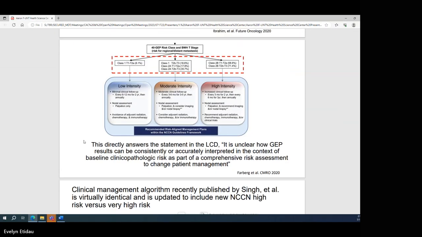So this consistency from these clinical impact studies and expert panels really demonstrates that the 40 GEP results are interpreted in the context of known risk factors. And these next few slides really point to specific publications where that can be shown definitively here. You've got the figure that I'd mentioned before from my paper, which really directly answers the Palmetto Medical Director's questions about how the GEP results can be consistently and accurately interpreted. This figure essentially bins various management recommendations from the NCCN guidelines directly and clinically splits them into low, moderate, and high intensity management plans. Next slide, please.